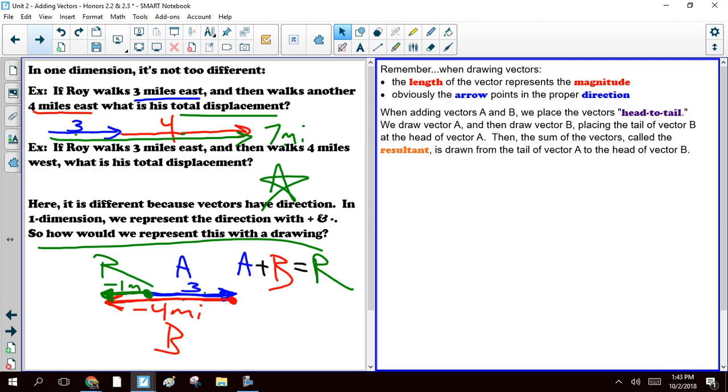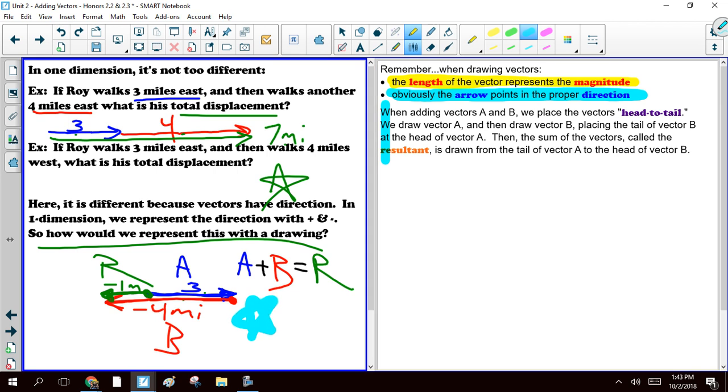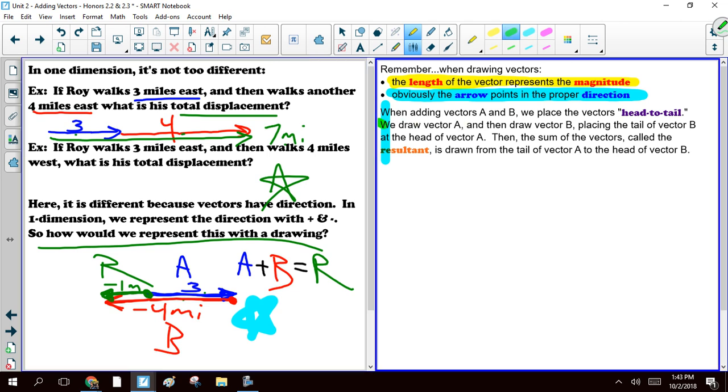So let's see what happens here. Oh, actually, I'm sorry, I'm getting ahead of myself. A couple of things to remember when you draw vectors. First of all, the length of your vector represents the magnitude. It's the size of the vector, all right? Obviously, your arrow needs to point in the direction of the motion, okay? And this little paragraph here basically says what I talked about over here. When you add your vectors, you always draw vector A, and then you draw vector B, and you ensure that you place the tail of vector B at the head of vector A.